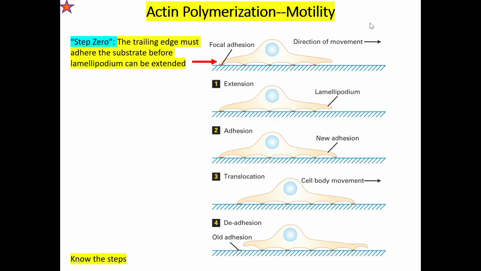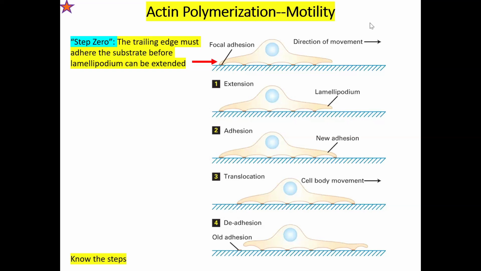The focal adhesion must essentially be, see that this is your extension number 1, so this is what I take as a 0. So you have the attachment, lamellipodia extending right here, and then there you have a new adhesion. And the width of the cell body, and this happens totally due to the actin polymerization towards this end. And then finally, the old adhesion will come off and the cell will basically move forward. So know the extension, adhesion, translocation, and deadhesion phases.